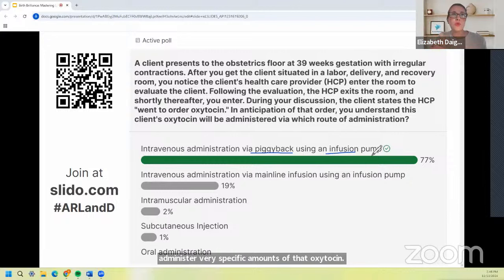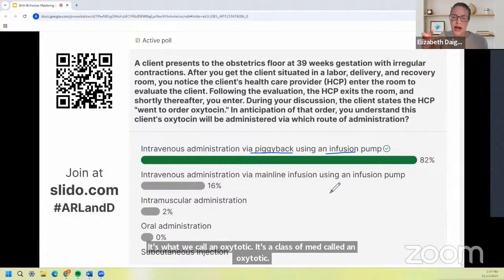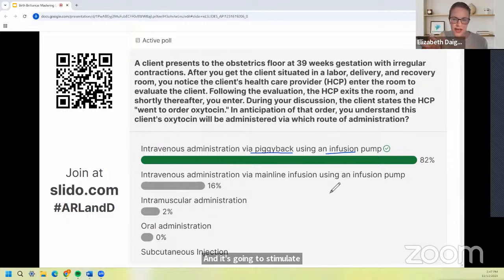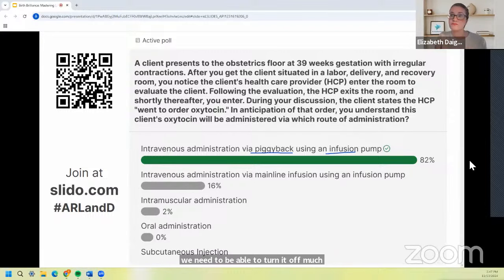Now, tell me, guys, why do we give oxytocin? Remind me, you got to know this for sure. Why do we even give oxytocin? Yes, it's what we call an oxytonic. It's a class of med called an oxytonic, and it's going to stimulate contractions. It's going to make them stronger and faster. And just like you guys say, we use that a lot to induce labor, but we want it as a piggyback infusion because if there are complications during labor, we need to be able to turn it off much faster than you could with a lot of these other options. Very good.